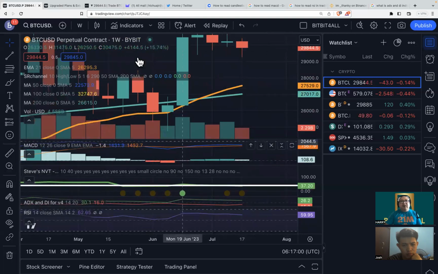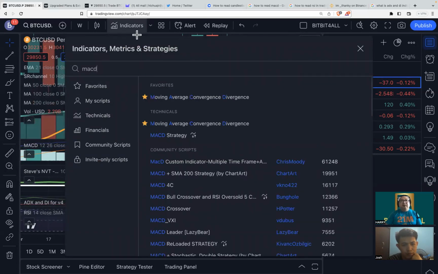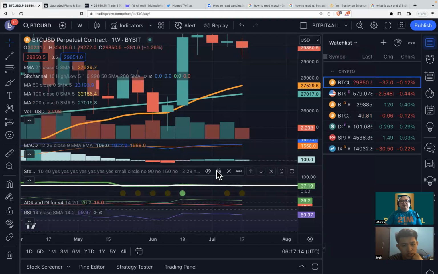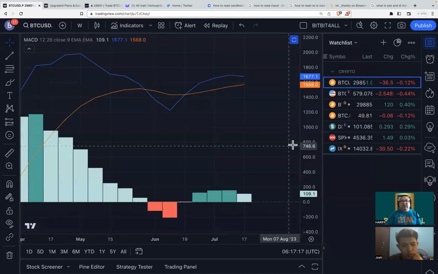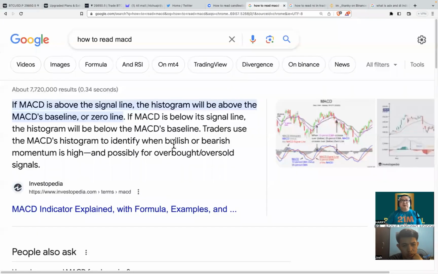Tapos ito namang MACD, mag-type ka lang ng MACD. Moving average convergence divergence. Ano ba yung MACD na yan? So this is my MACD. Simple lang yung MACD. It's just telling you the trend. So MACD is just giving you the momentum. So momentum is high.